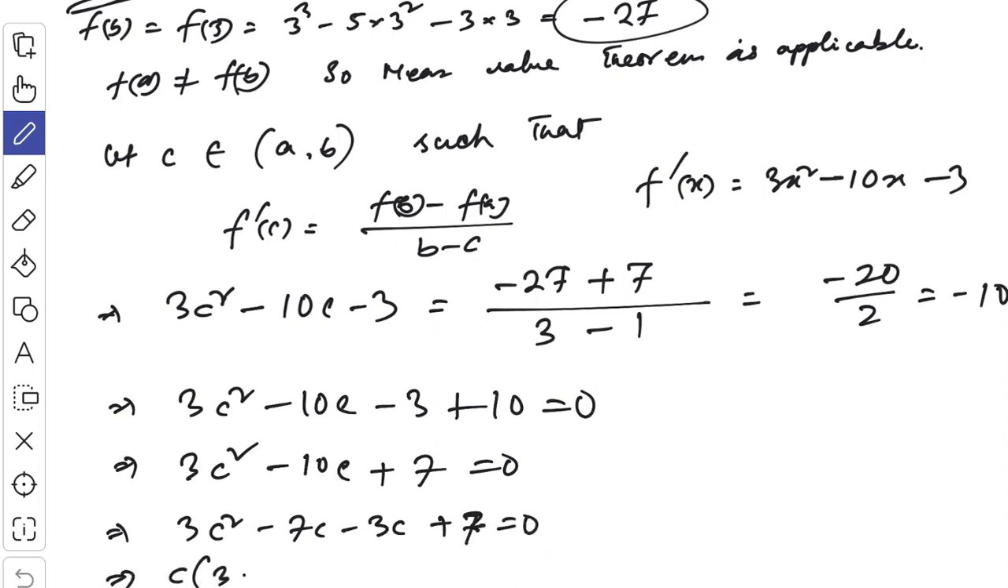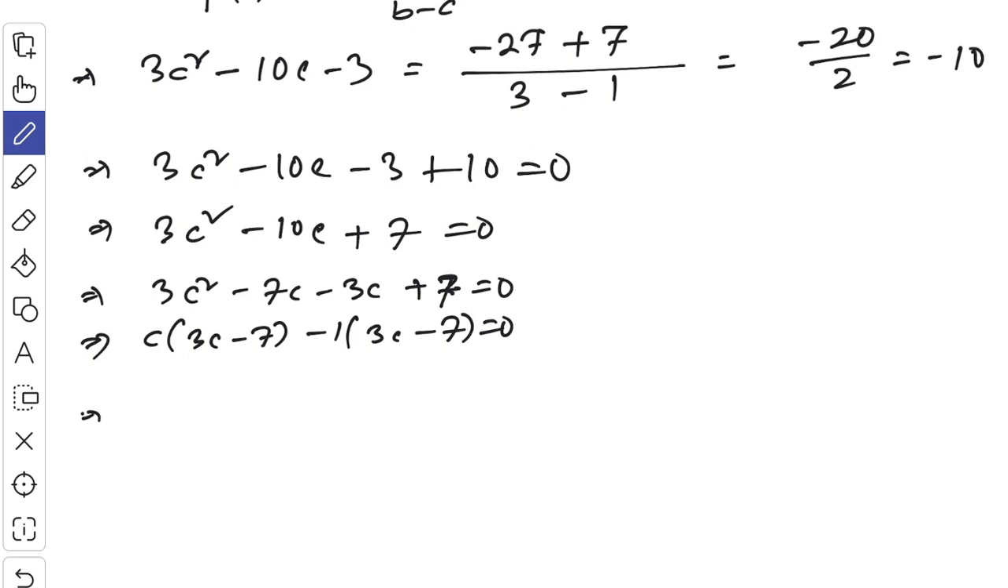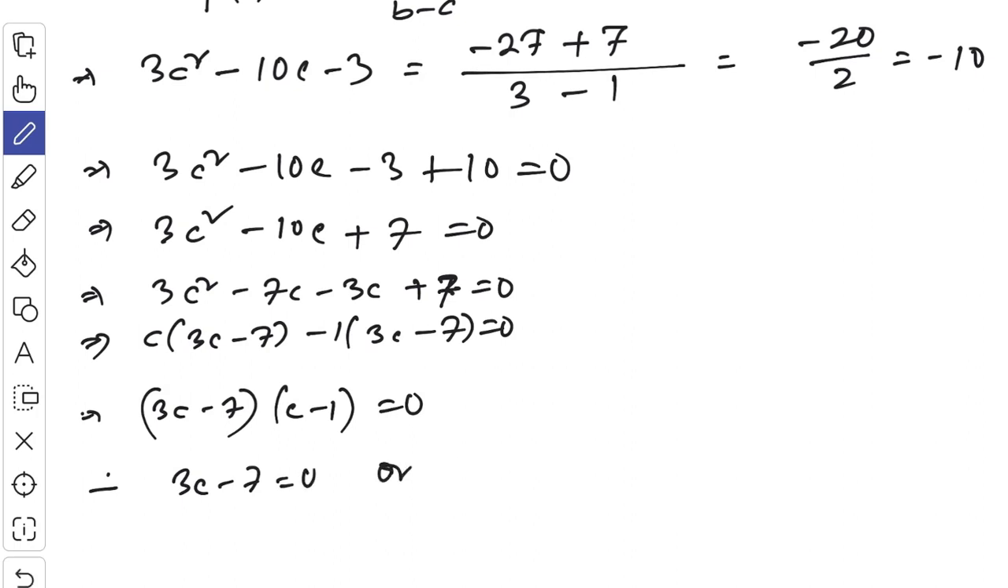On taking c common, you will get 3c minus 7. On the other side, minus 1 will be common. So (3c minus 7) into (c minus 1) is equal to 0. So therefore you will get 3c minus 7 is equal to 0, or you can write c minus 1 is equal to 0, which implies c is 7 by 3 or c is equal to 1. So c is equal to 1 doesn't belong to the open interval 1 to 3.